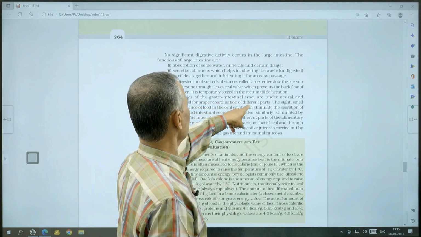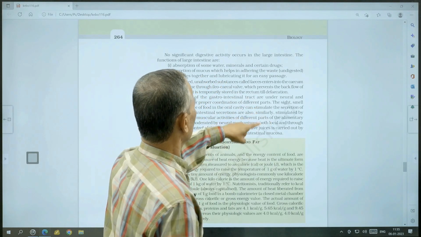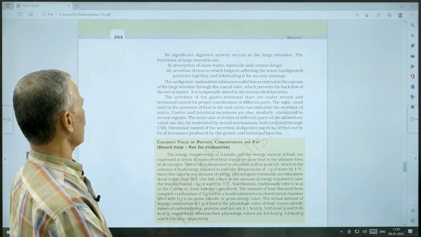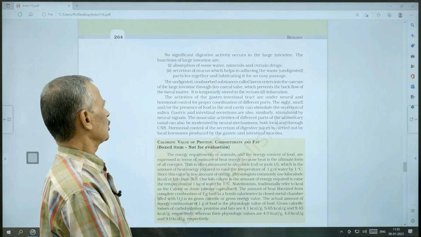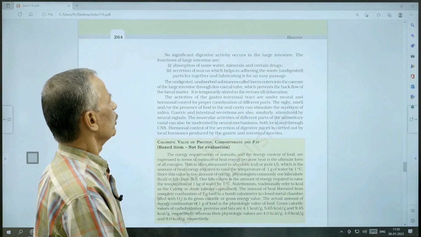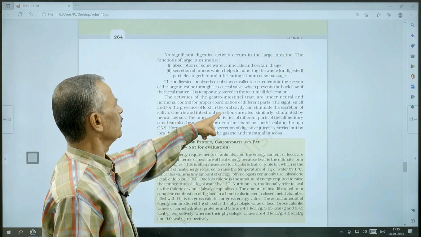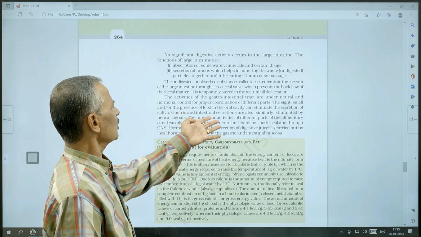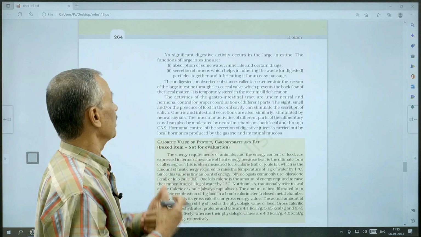Activities of the gastrointestinal tract are controlled in different ways. One, neural: our central nervous system and local nervous system have an important role. And hormonal control for the proper control and coordination of different parts of the alimentary canal. They are controlled both neurally and hormonally. The sight, smell, or even the presence of food in the oral cavity can stimulate the secretion of saliva. Similarly, gastric and intestinal secretions are also stimulated by neural signals. So they are all activated by the nervous system.